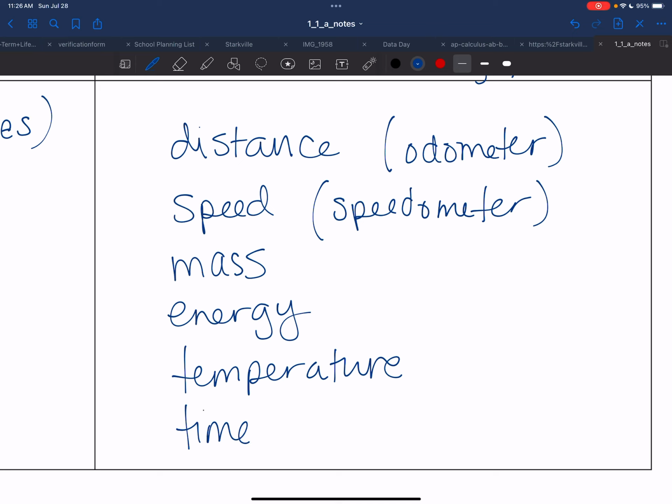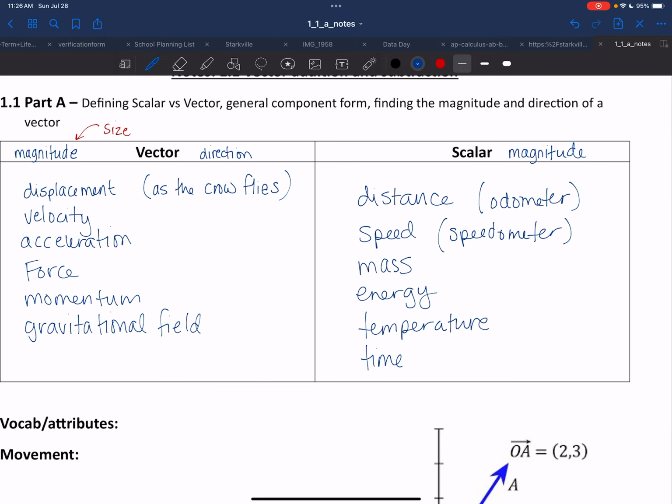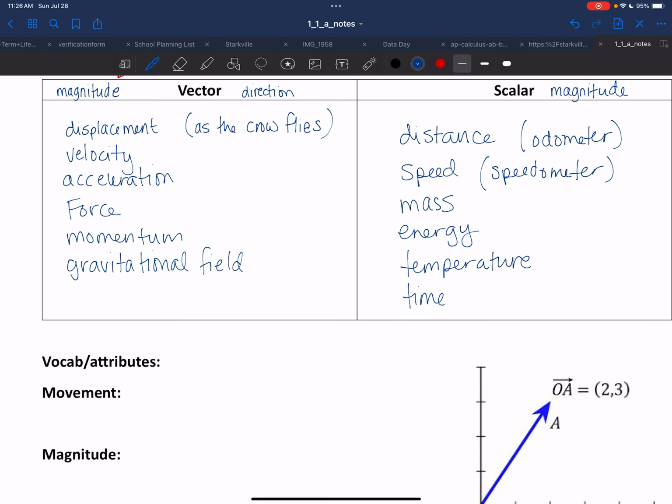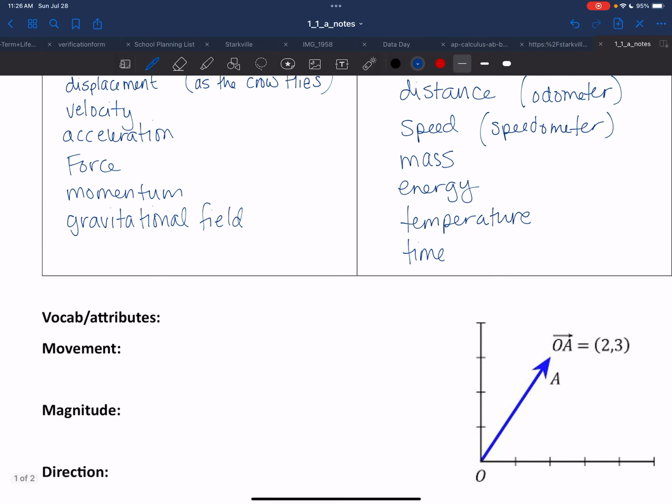Now, time is a little bit controversial because there is a dimension to it, but we are not going to be time traveling in this class. So we're going to consider time always moving forward. So that will be a scalar quantity for us. All right, let's take a look at some vocab and attributes.